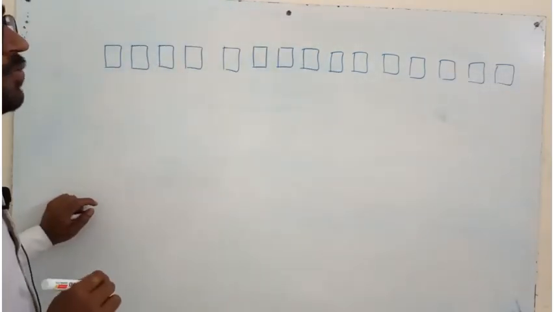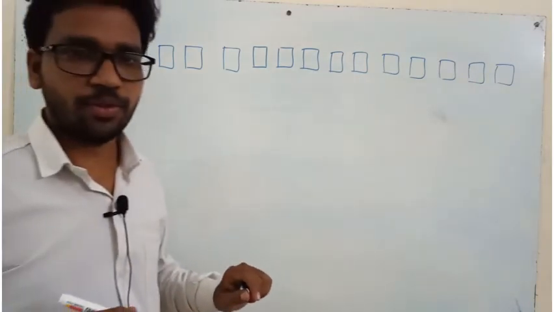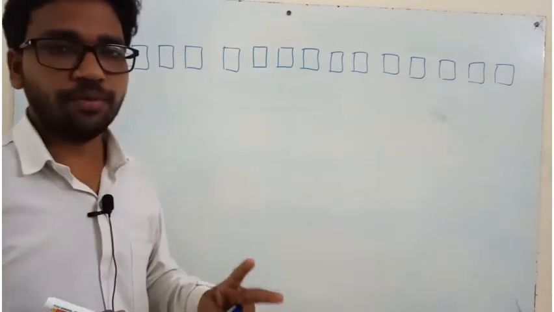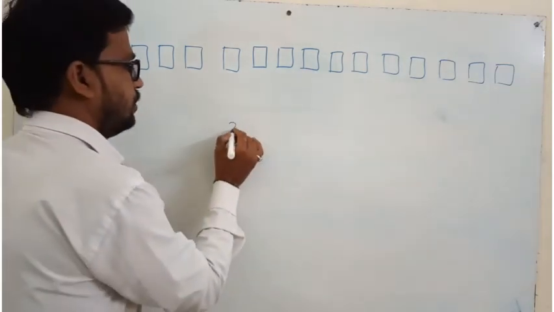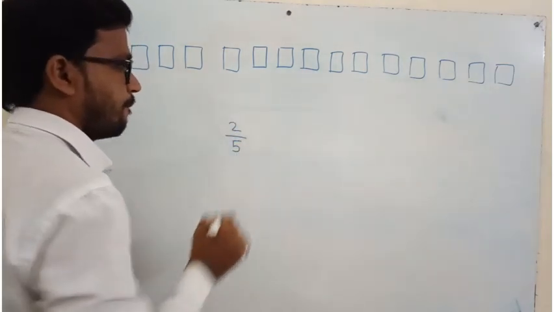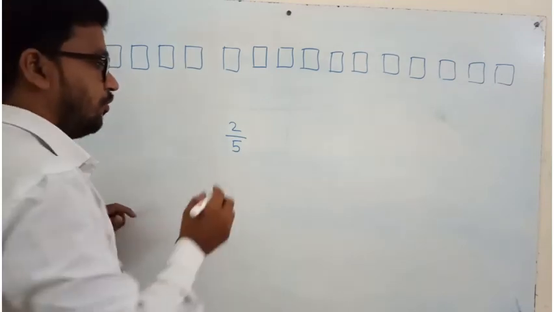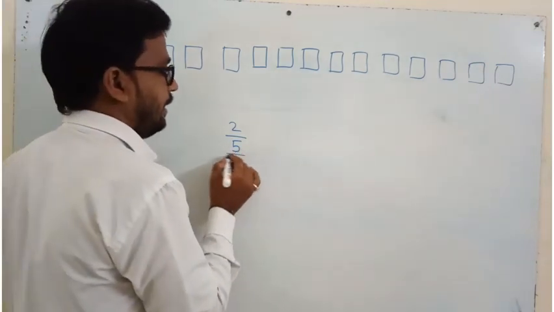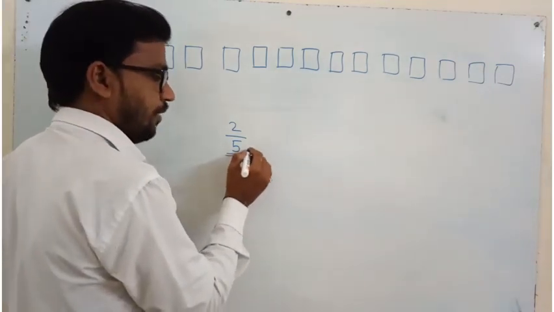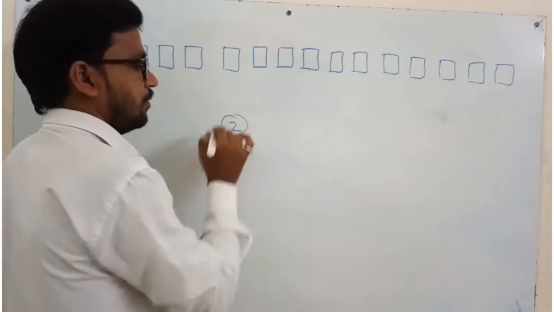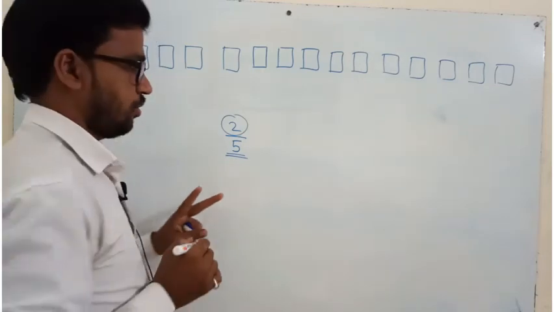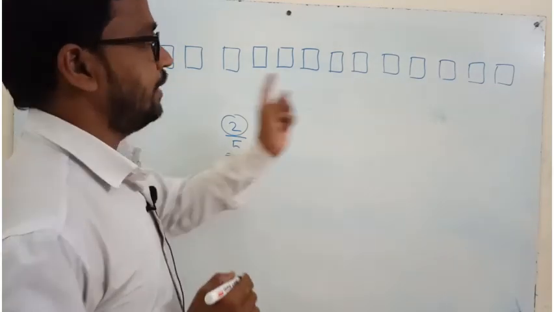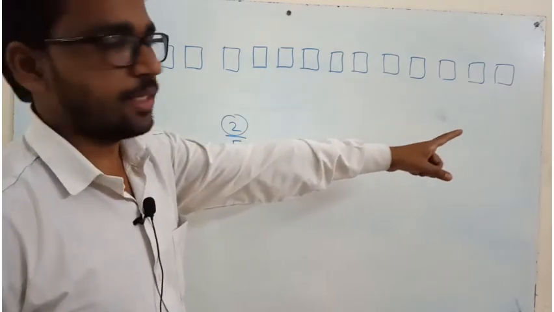Okay, these 15 certificates are there, and 2/5 of the certificates are written. 2/5 means what? From the 5 equal parts, she writes 2 equal parts. Okay, so this means 15 certificates are there.